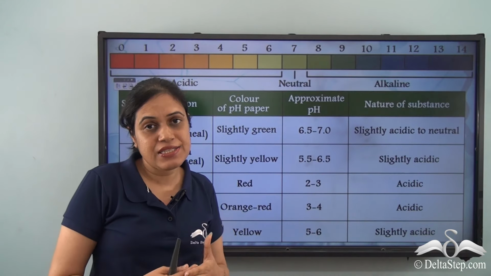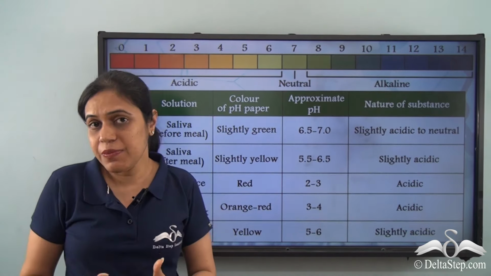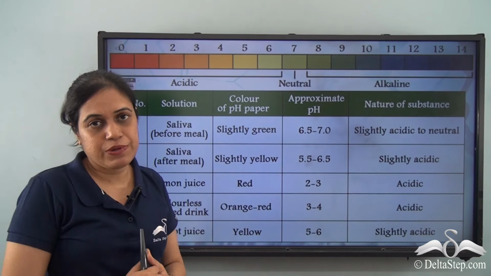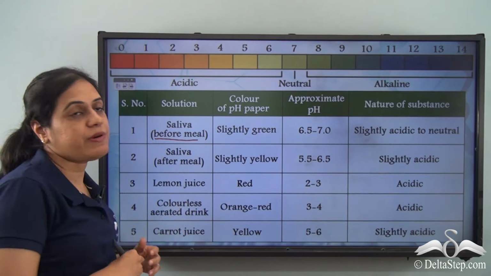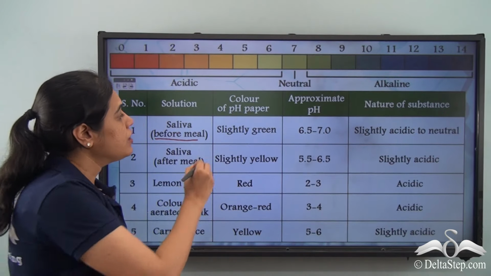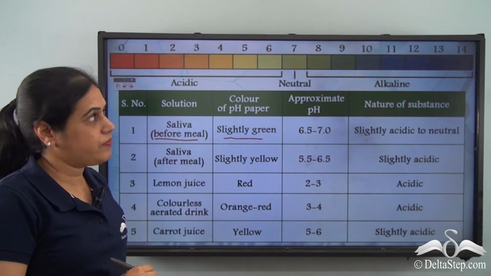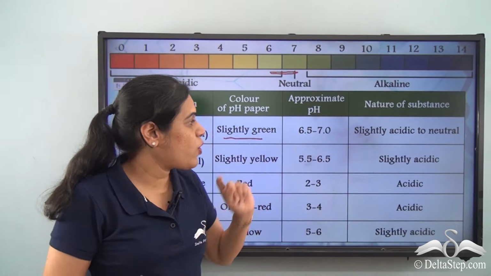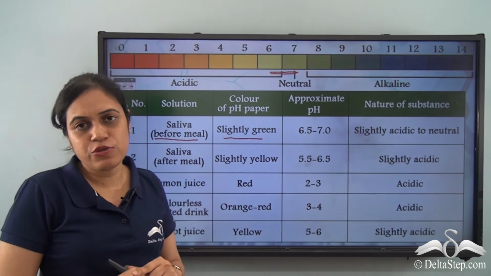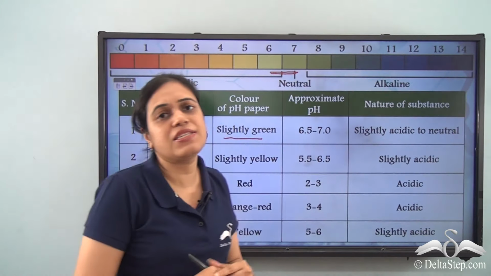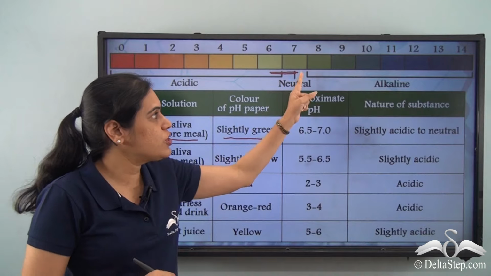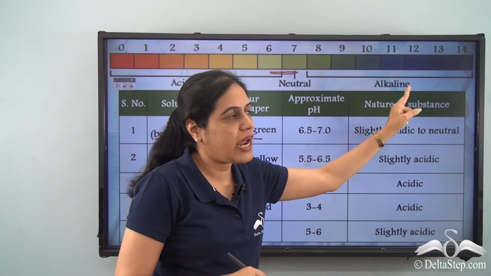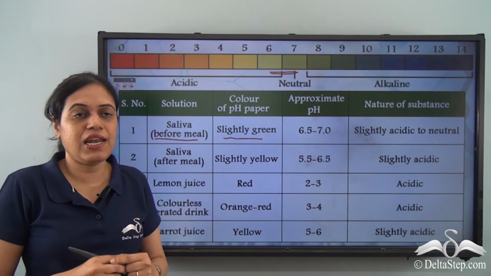We can also decide whether it is slightly acidic, strongly acidic, a weak base, or a strong base, depending on this color chart. So, we use a pH paper. Now if we look at saliva before meal, that is before having our food, it is slightly green in color. So we can say that the approximate pH is between 6.5 and 7, slightly acidic to neutral, because 7 stands for neutral. If you go towards the left from 7, it becomes more and more acidic. If you go towards the right from 7, it becomes more and more alkaline.